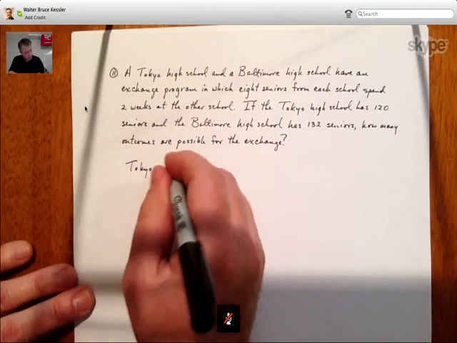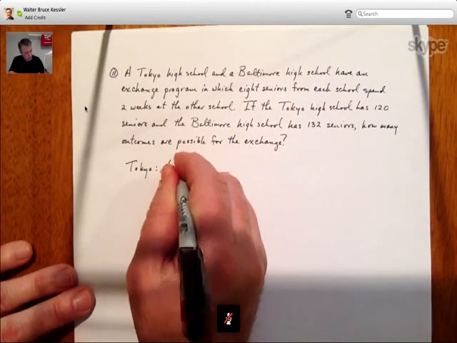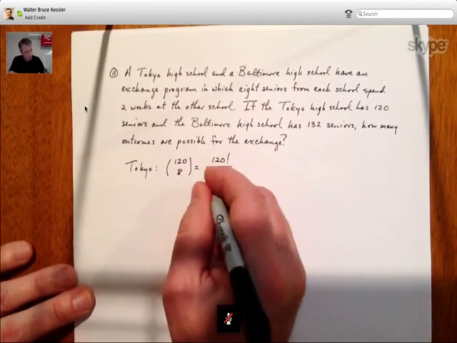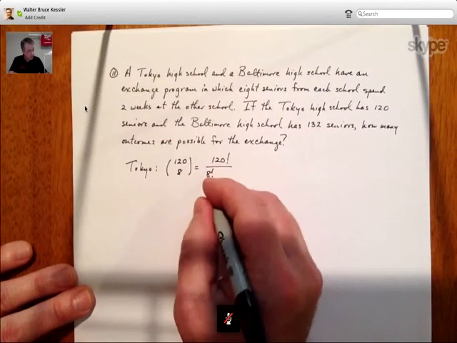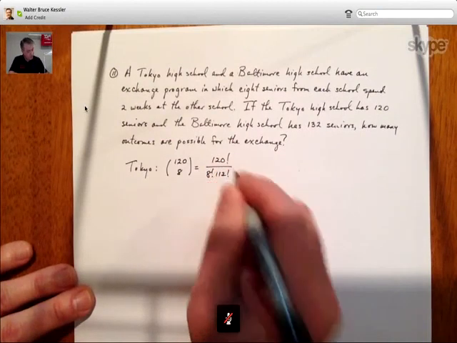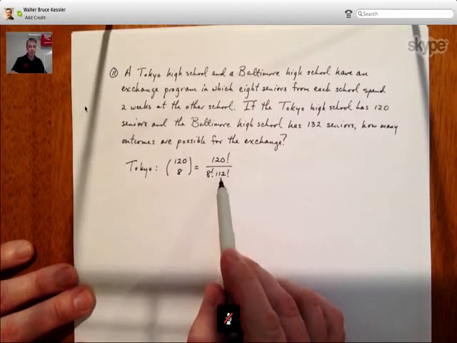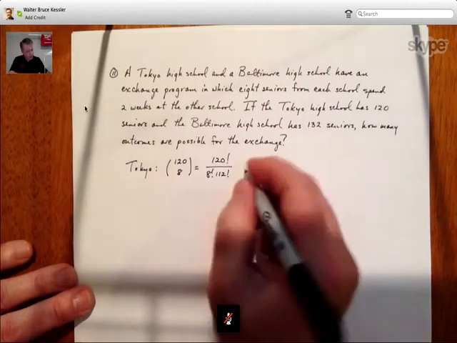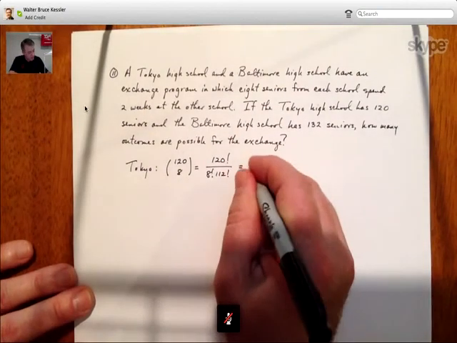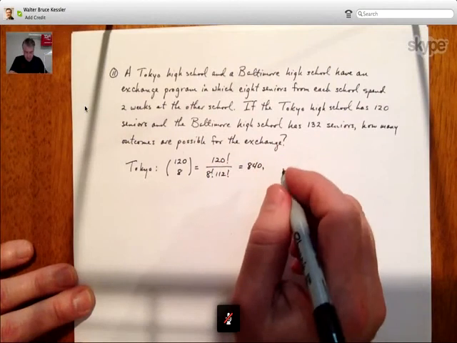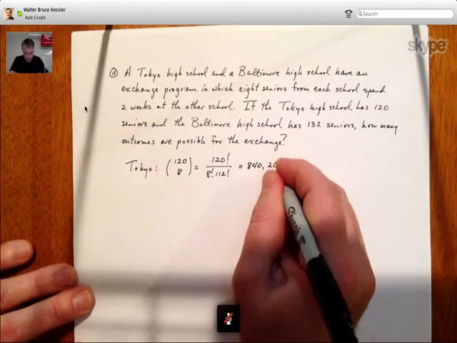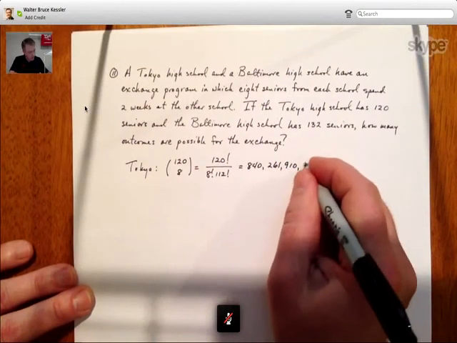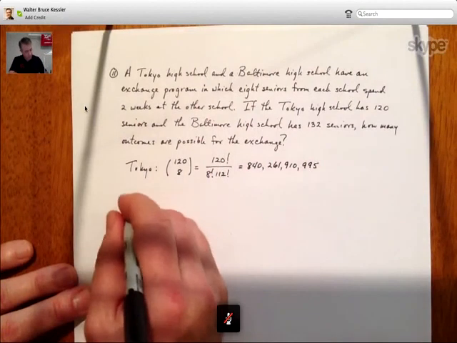To get the seniors in Tokyo, you've got 120 and you need to choose 8 of them. If you get down to doing the calculation on this, it would be 120 factorial over 8 factorial and then 112 factorial. But these are big numbers. The way to do this probably is break it down or just go straight to your calculator. This is 840 billion 261,910,995.